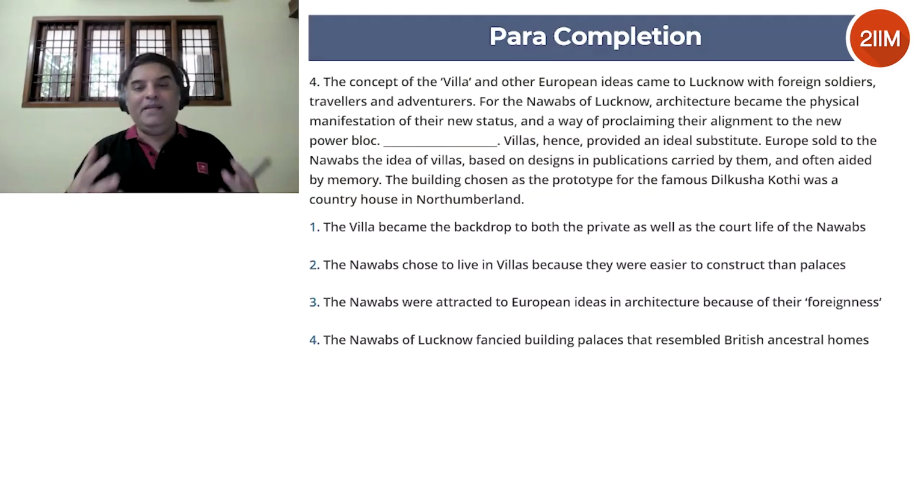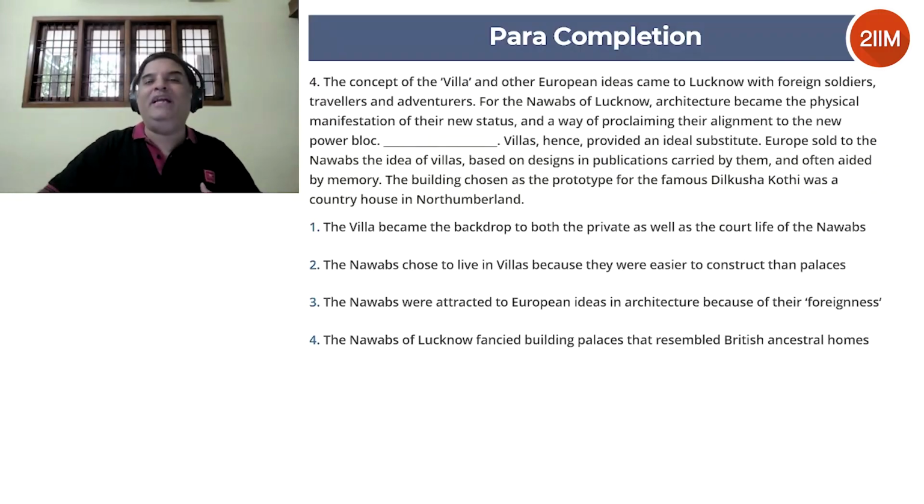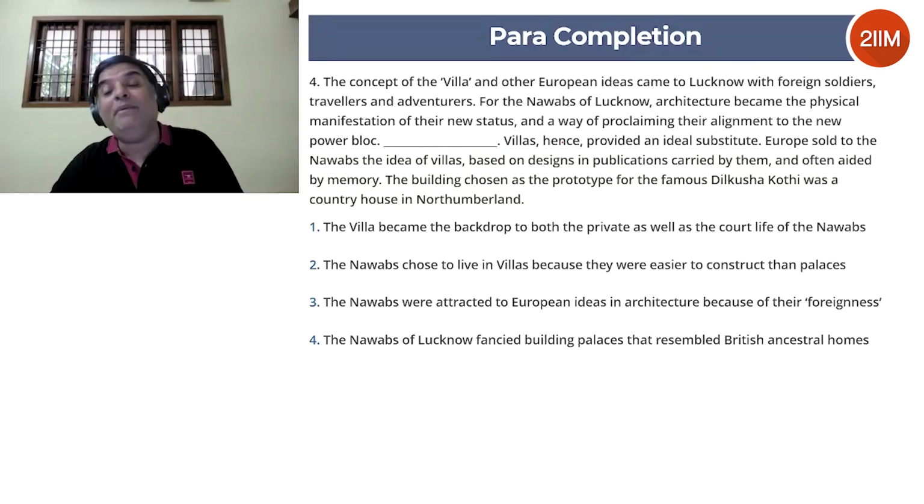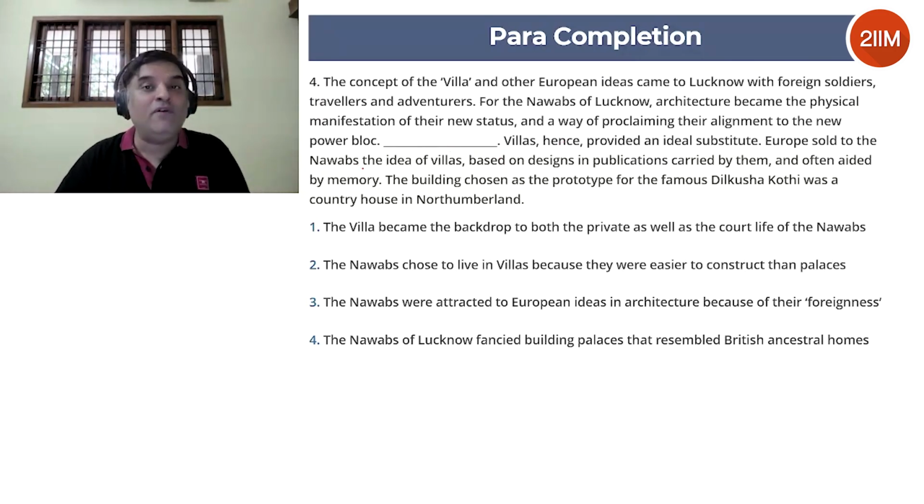Nawabs of Lucknow, architecture became the physical manifestation of the new status. What does that mean? That means Nawabs had a high status, so their architecture was a representation of the new status. Manifestation here means representation. So they have a certain high status, and their architecture physically represented that status. That implies that they probably lived in very lavish, luxurious, rich architecture, which was a representation of their status. And a way of proclaiming their alignment to the new power block.